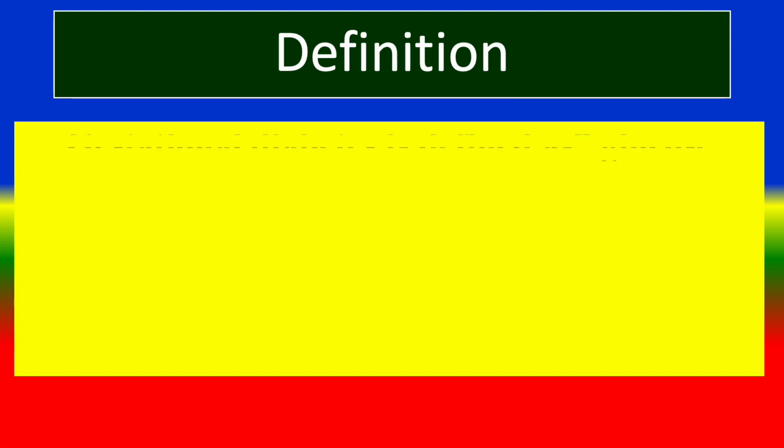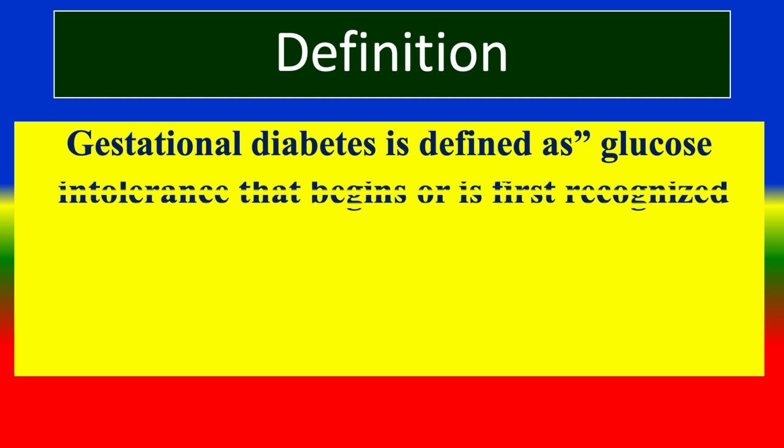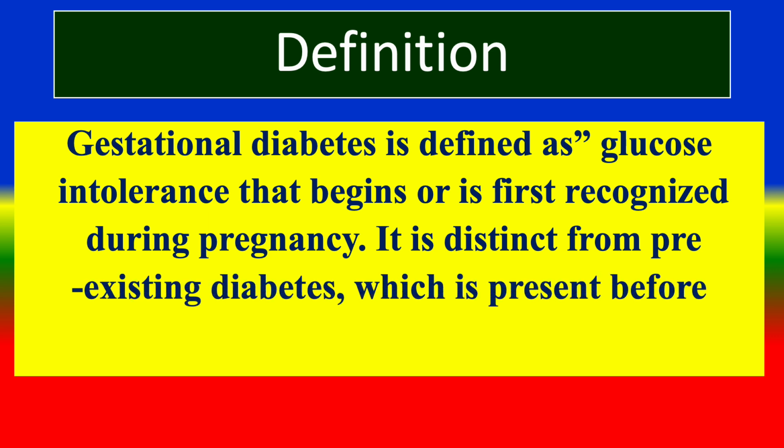A definition. Gestational diabetes is defined as glucose intolerance that begins or is first recognized during pregnancy. It is distinct from pre-existing diabetes, which is present before pregnancy.